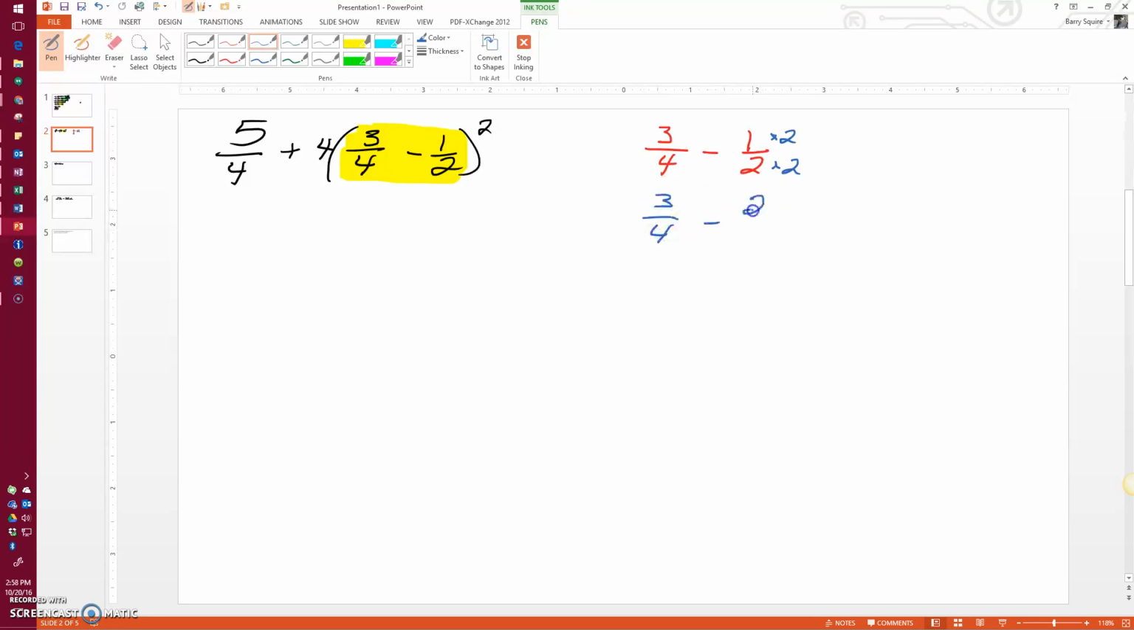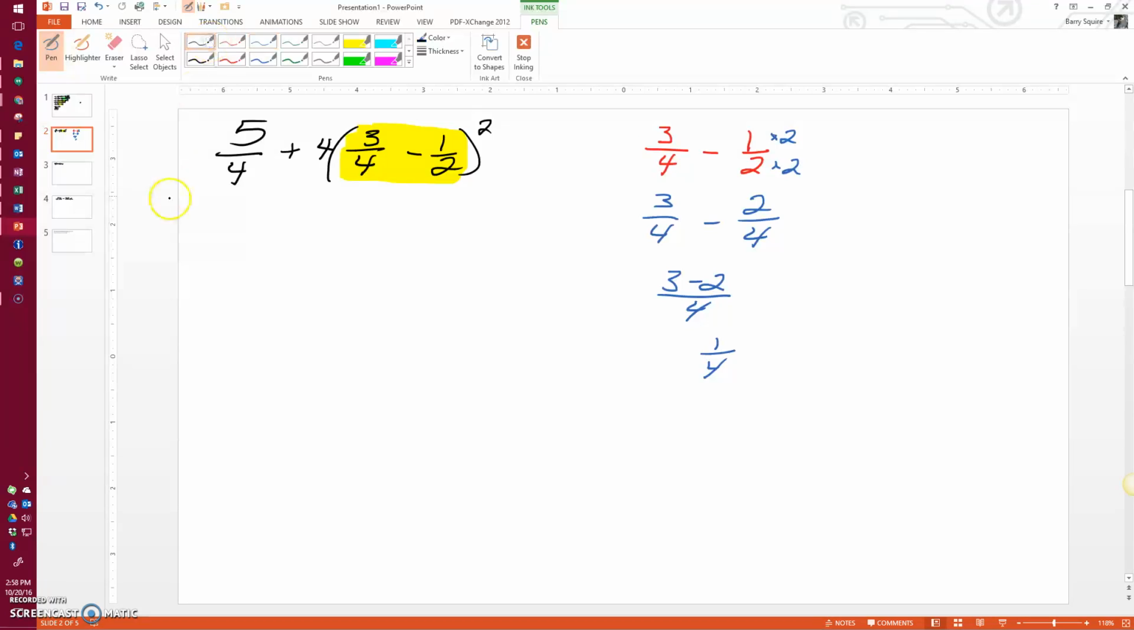So we're going to have 3/4 minus 2/4. So now we have 3 of something minus 2 of something, and those somethings just happen to be fourths. So this is the same thing as 3 minus 2 over 4, because it's 3 fourths and we're taking away 2 fourths. And that's going to be the same thing as 1/4.